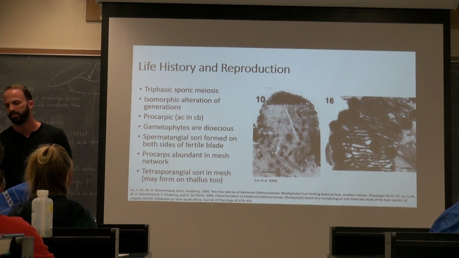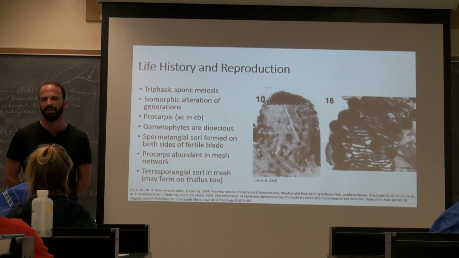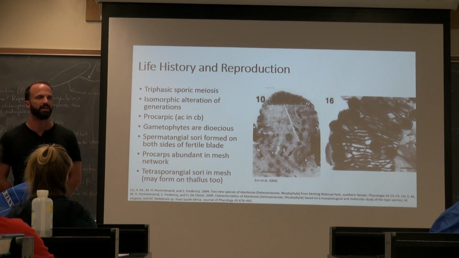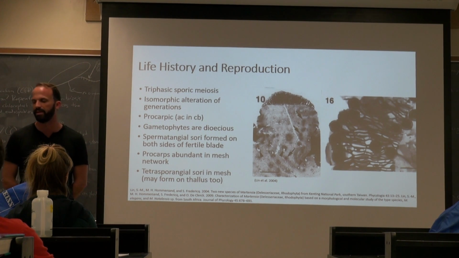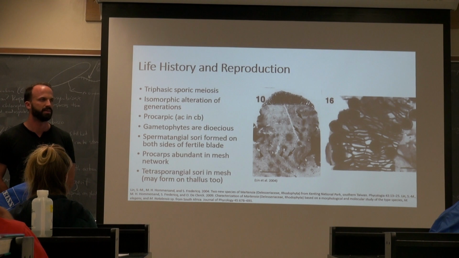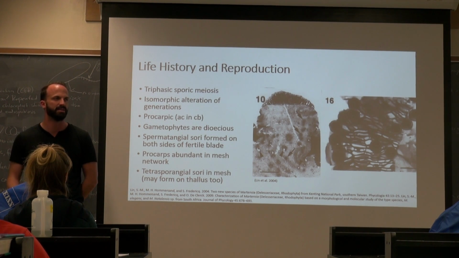So, life history and reproduction. Like all the red algae, it has a triphasic life history and isomorphic alternation of generations, so the gametophyte looks like the sporophyte. It's also got procarpic reproduction, so the auxiliary cells and the carpogonial branch. And the gametophytes are dioecious, so there are separate female and male plants.